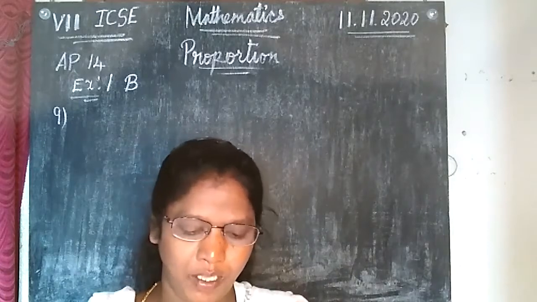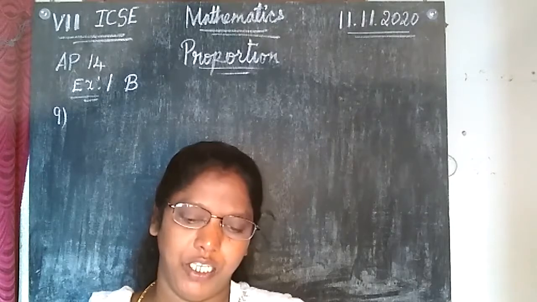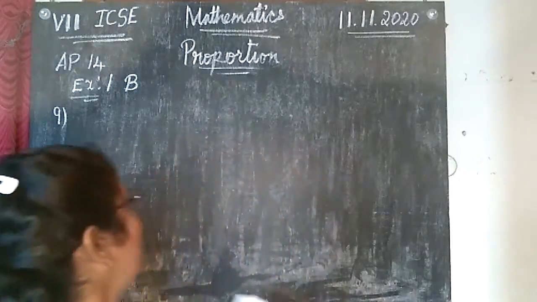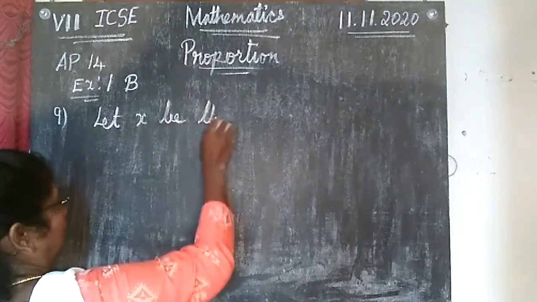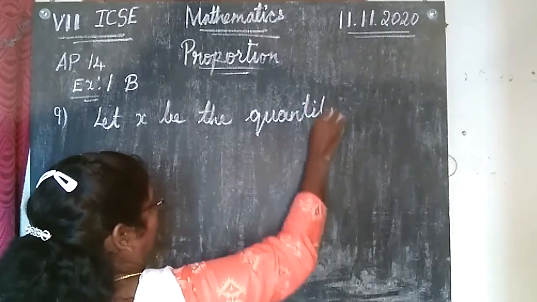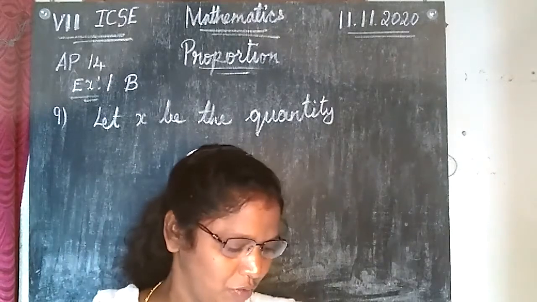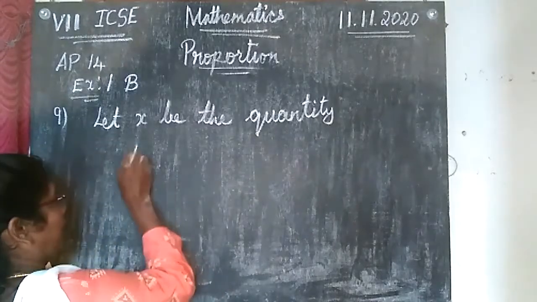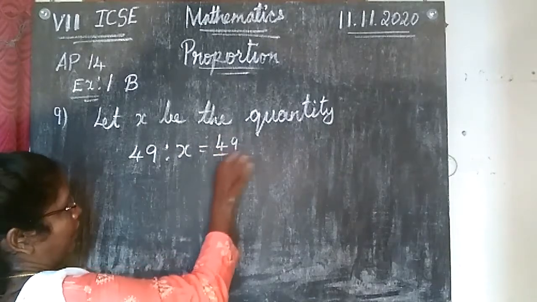Let me read the question. If the ratio that 49 bears to a quantity is the same as the ratio that the quantity bears to 81. Here also we don't know the quantity, so let x be the quantity. According to the question, if the ratio that 49 bears to a quantity, 49 bears to a quantity means 49 is to x. This can be written as 49 by x.